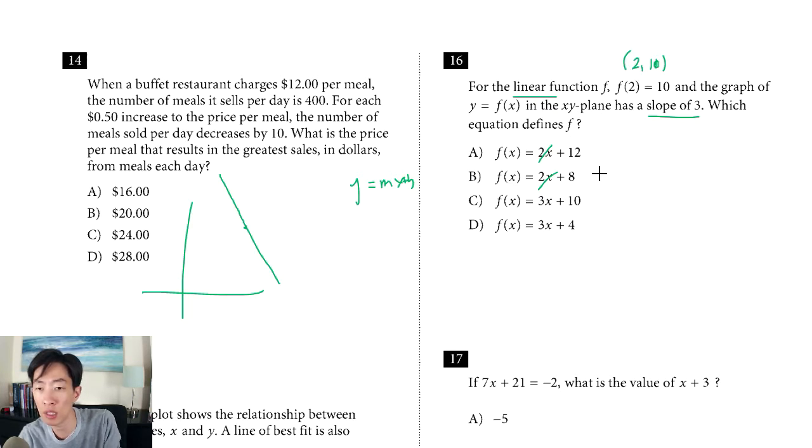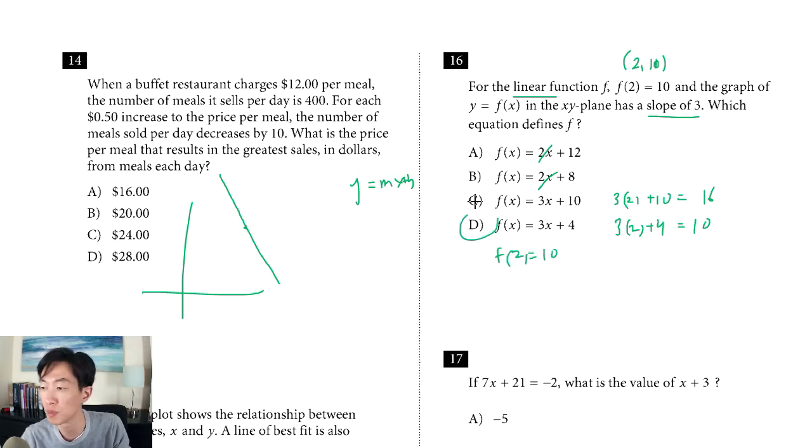So choice C, this is going to be f of 2. So that's going to be 3 times 2 plus 10, which is 16. So it doesn't match because we're looking for a 10. Choice D, 3 times 2 plus 4. That does equal 10. So this proves that f of 2 equals 10. And so choice D is going to be our answer.